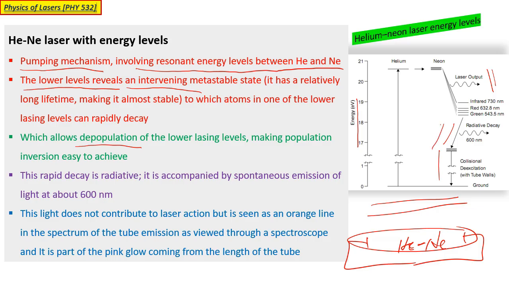Here this decay is a rapid decay, which shows the 600 nanometer here, and it can be a spontaneous emission of light. Okay, so this light you can see as pink or yellow in the beginning when you turn on the laser. So you can see this because of this 600 nanometer, which is kind of a pinkish and yellowish light in the beginning.